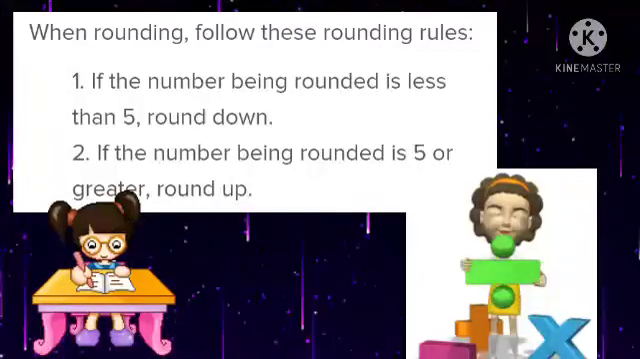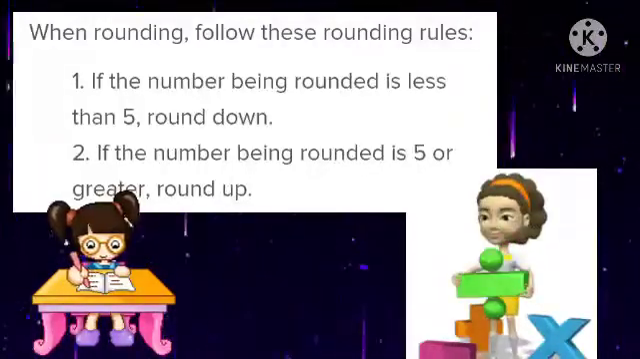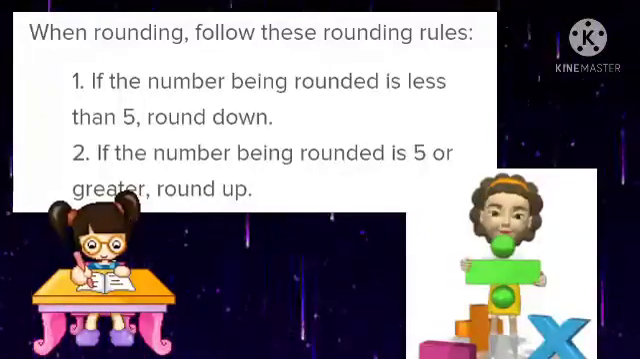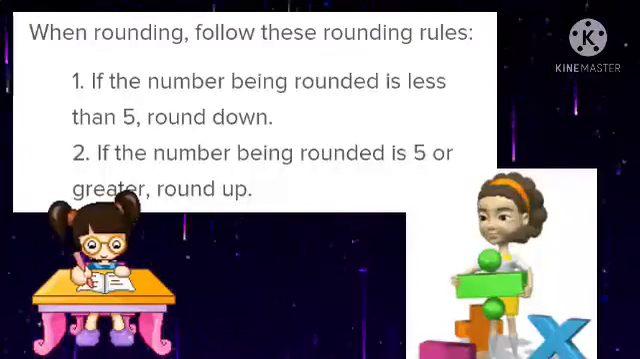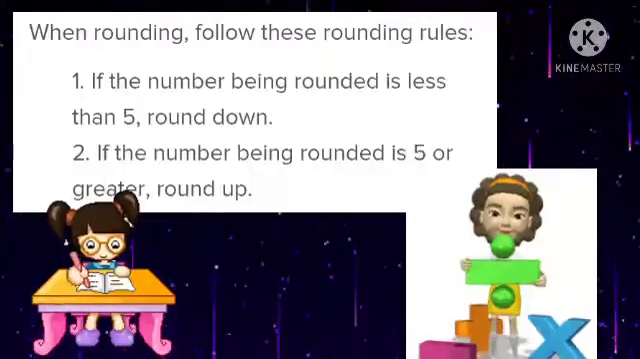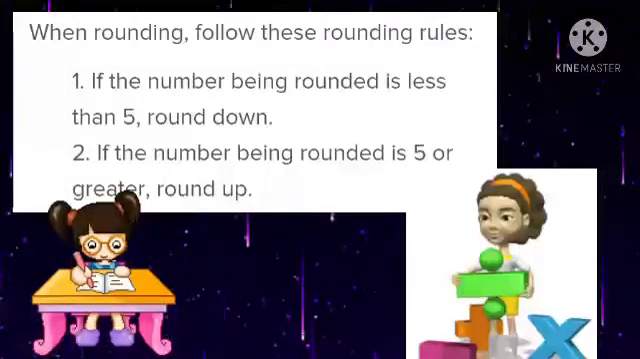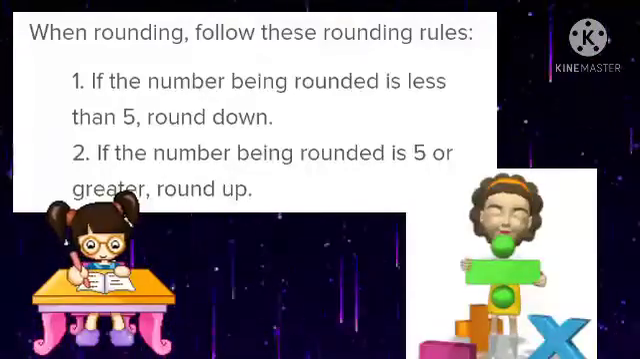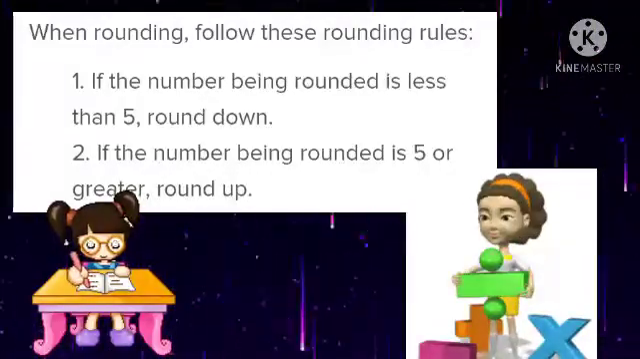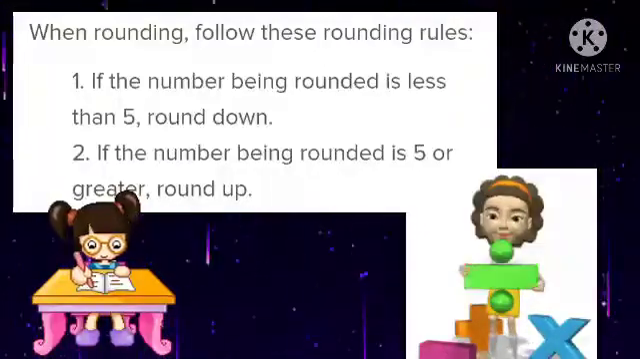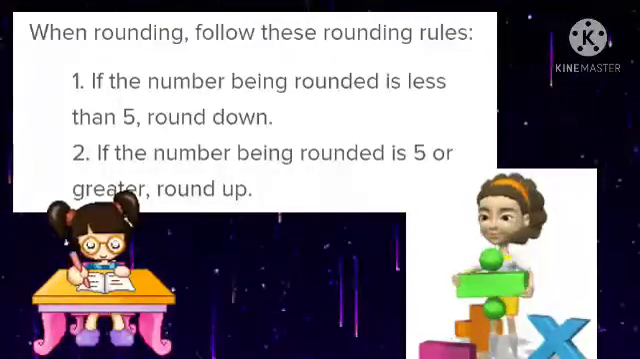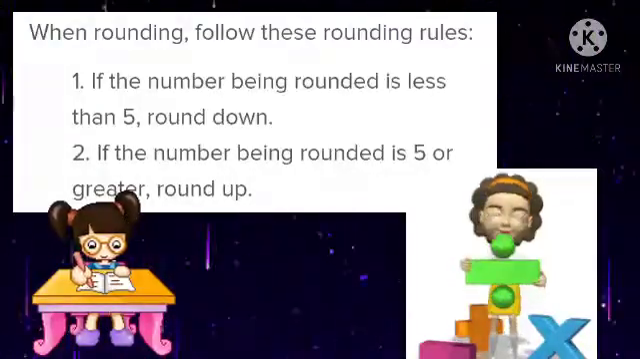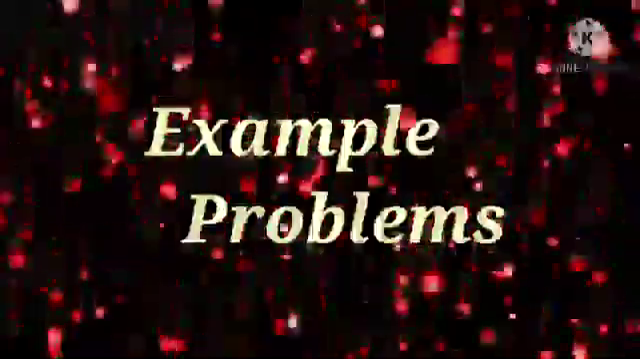Check the unit digit of the given number that is to be estimated. If it is equal to or greater than 5, add 1 to the previous digit. Make the unit digit as 0. Example, 85 is rounded to 90. If it is less than 5, make the unit digit as 0. Example, 63. Here, in the ones place, there is a digit 3 which is less than 5. Thus, the rounded value of 63 is 60. Now, let us see example problems.